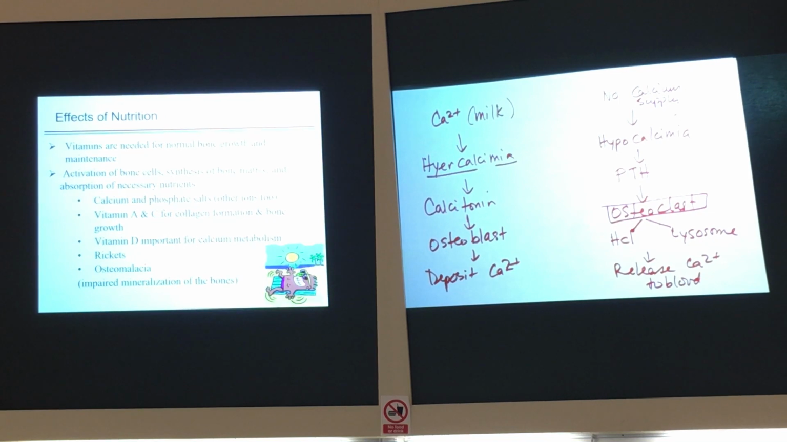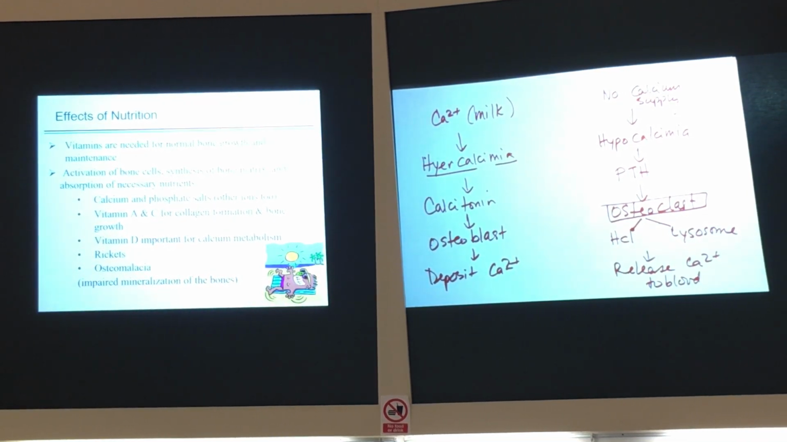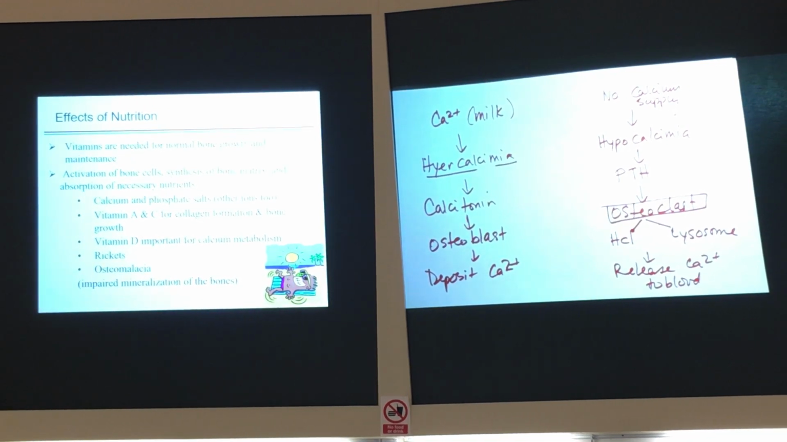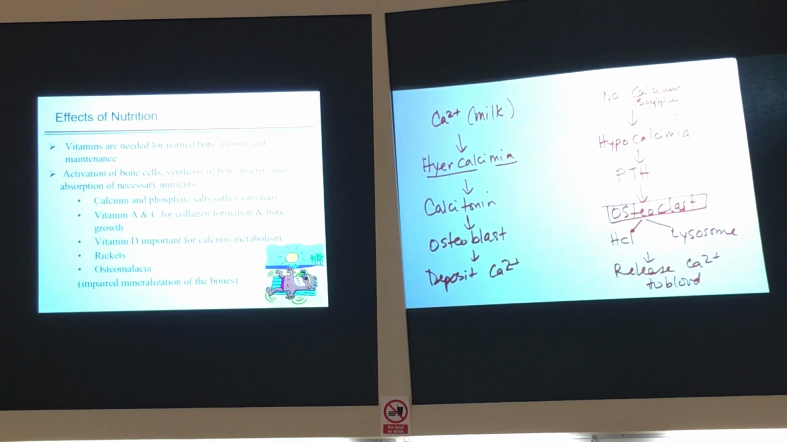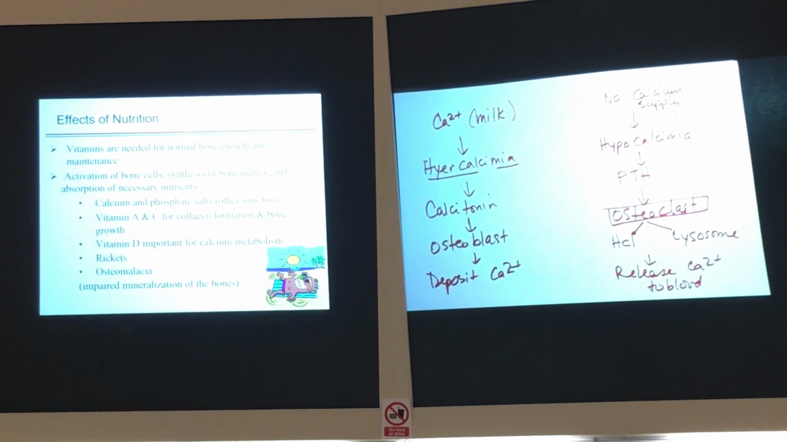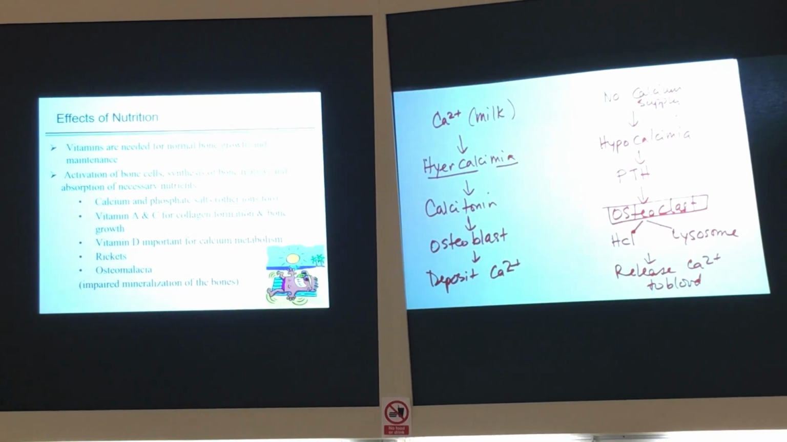Okay, so this is very important because to absorb the calcium in the milk, you need vitamin D. Which organ is important for this? Skin and kidney. Skin and kidney are important for vitamin D.